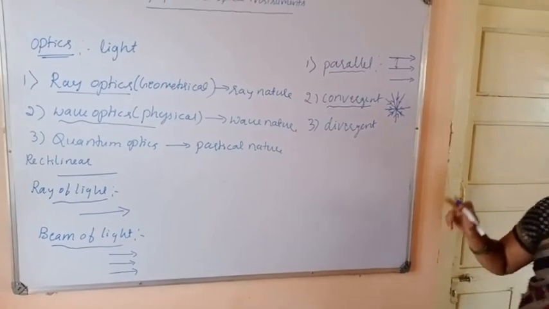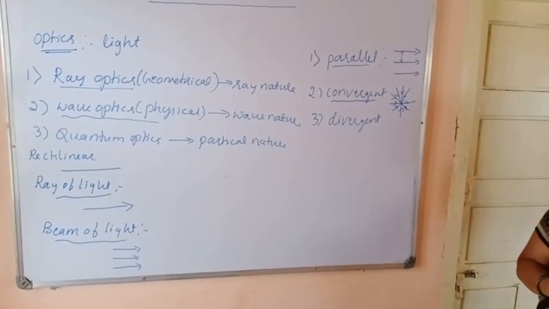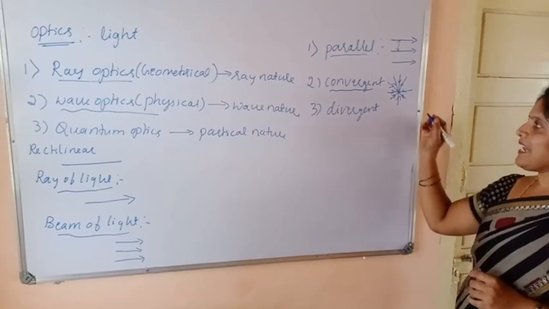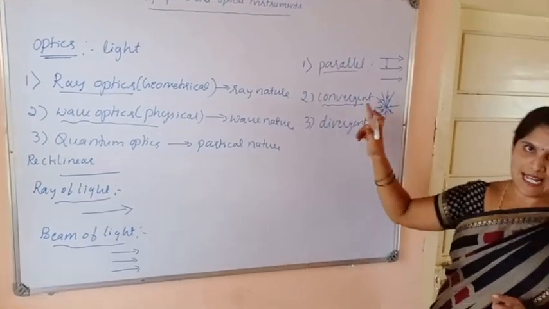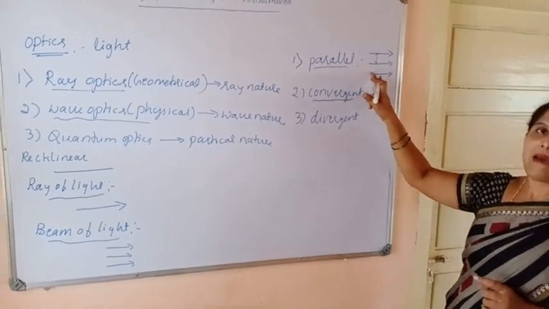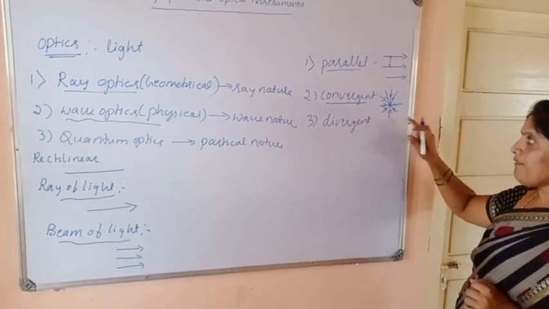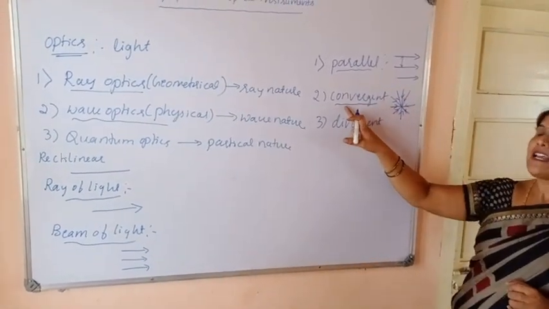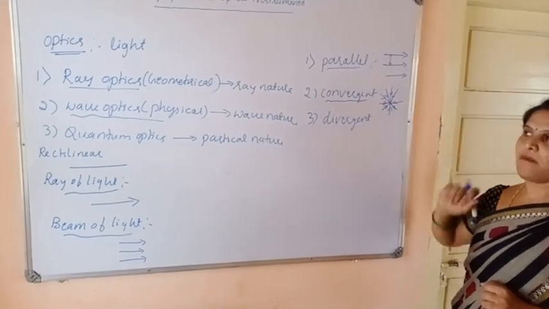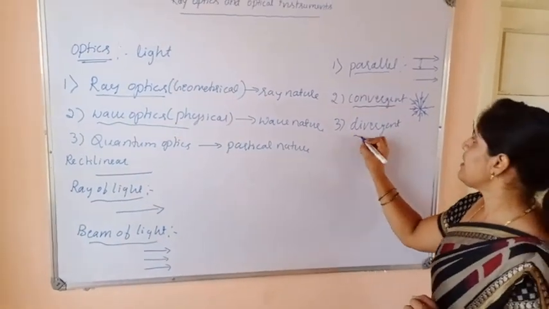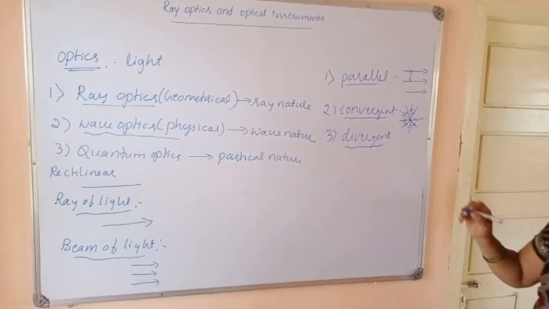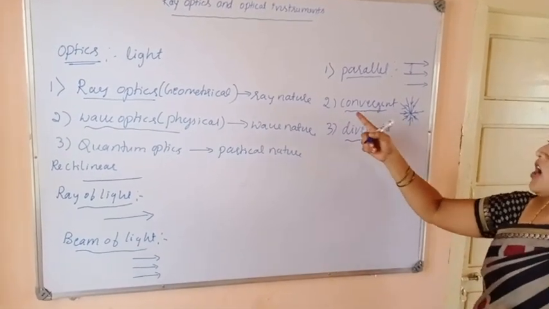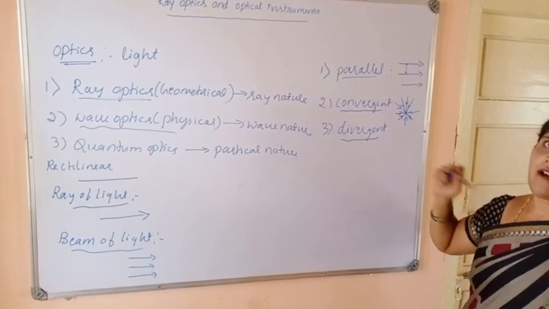The best example for a convergent beam of light is sunlight. Not sunlight, but sunlight focused by a magnifying lens. Sunlight is an example of a parallel beam of light, but sunlight focused by a magnifying lens is an example of a convergent beam of light. Next, the third one is divergent beam of light. Divergent beam of light is opposite to the convergent beam of light.